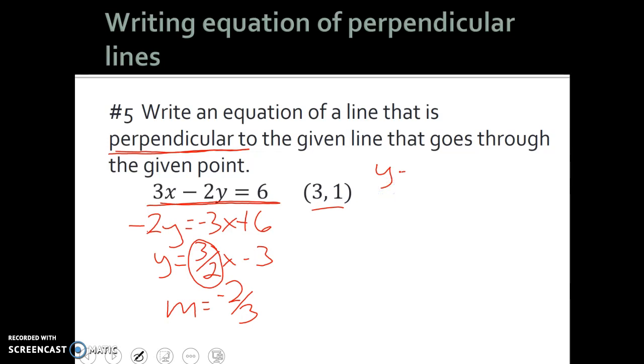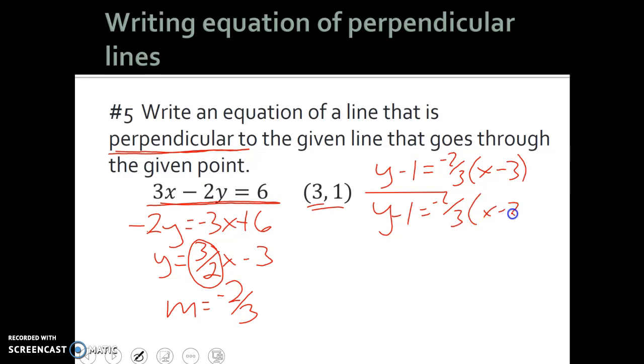So it's going to be y minus the y value, which is 1, equals the slope, which is -2/3, times x minus the x value, which is 3. So we're going to have y minus 1 equals -2/3 times x minus 3. If I distribute the -2/3, I'll have y minus 1.